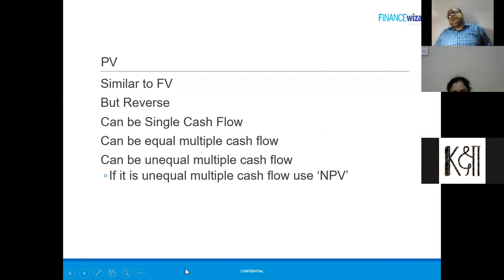Then we come to PV. PV is similar to future value, but reverse in direction. It can be single cash flow. It can be equal multiple cash flow. It can be unequal multiple cash flow. So if it is unequal multiple cash flow, there is an inbuilt formula in Excel that we use. We use NPV.